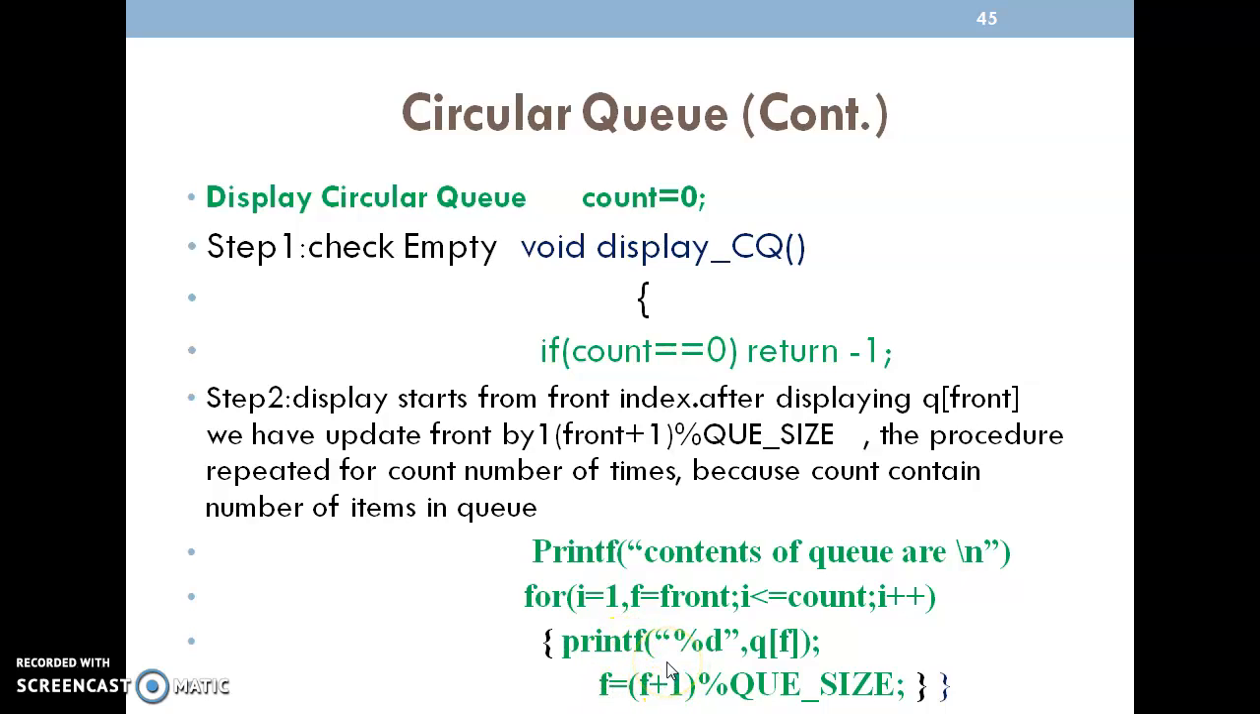Display the value at position 1. Then next time it is 2. This is done up to the final value. Okay, this is how the circular queue works.